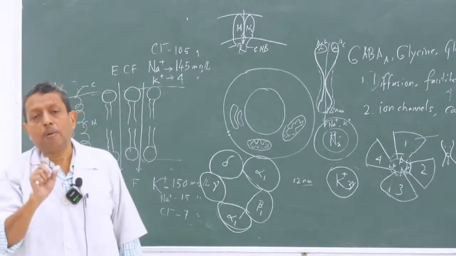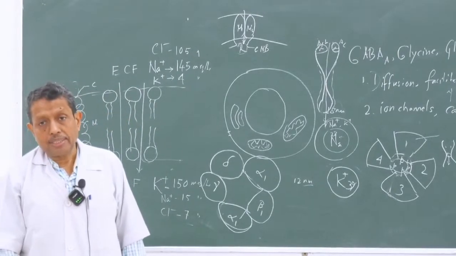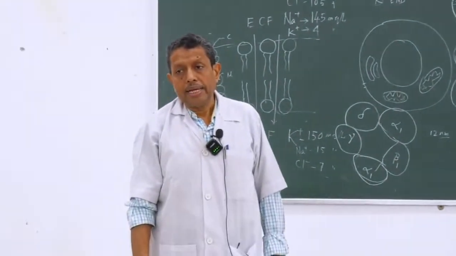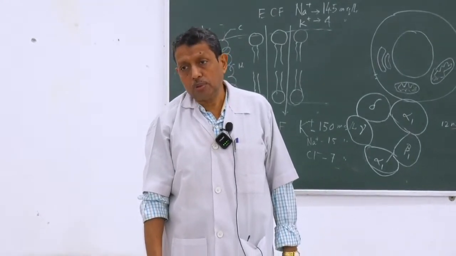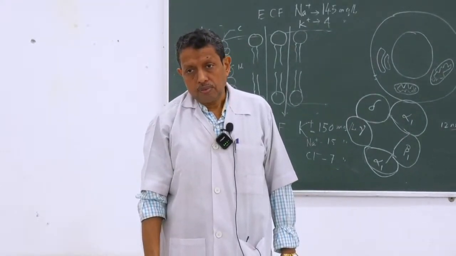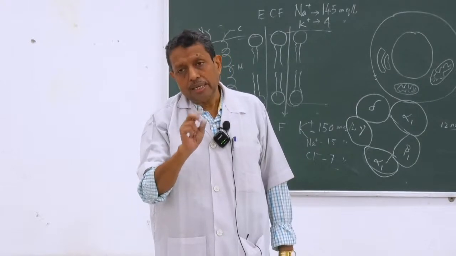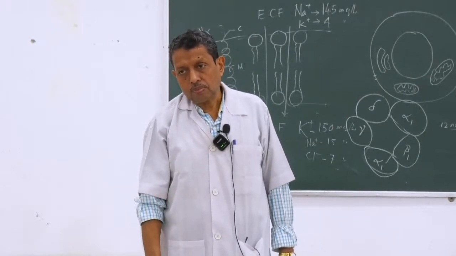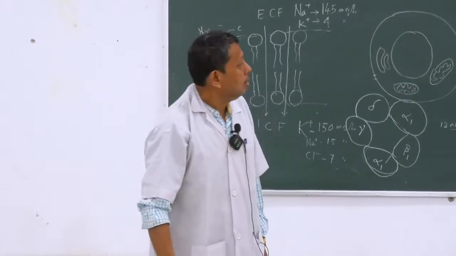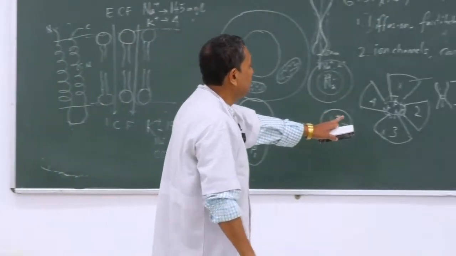This is another type of chloride channel. ATP binding cassette proteins, ABC proteins, they are called. Not only chloride ion, but also other elements can pass through this. Now these are the types of channels.